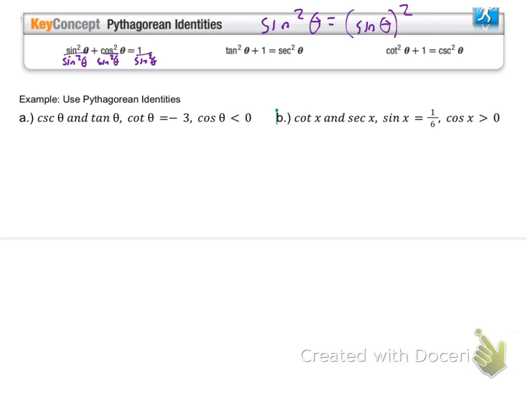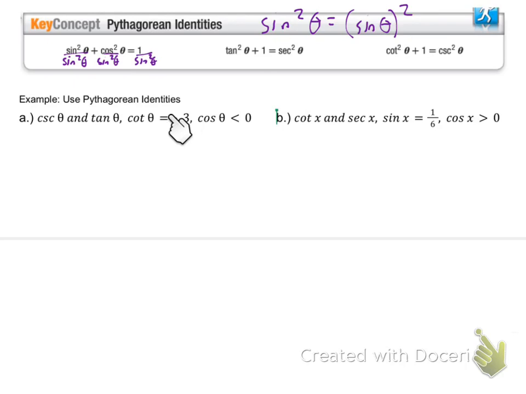So, how can I use the Pythagorean identities to solve for the value of cosecant theta and tangent theta when you're given the fact that cotangent theta is equal to -3 and cosine theta is less than 0? Why are these things important? They're your restraints. Cosine, you know, is negative, and cotangent is negative, which means tangent is also negative.